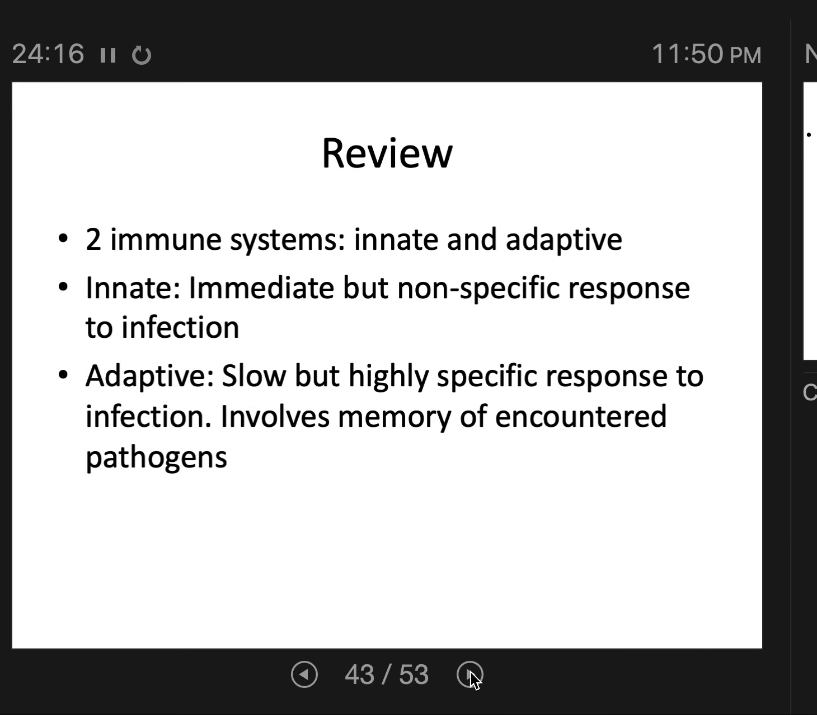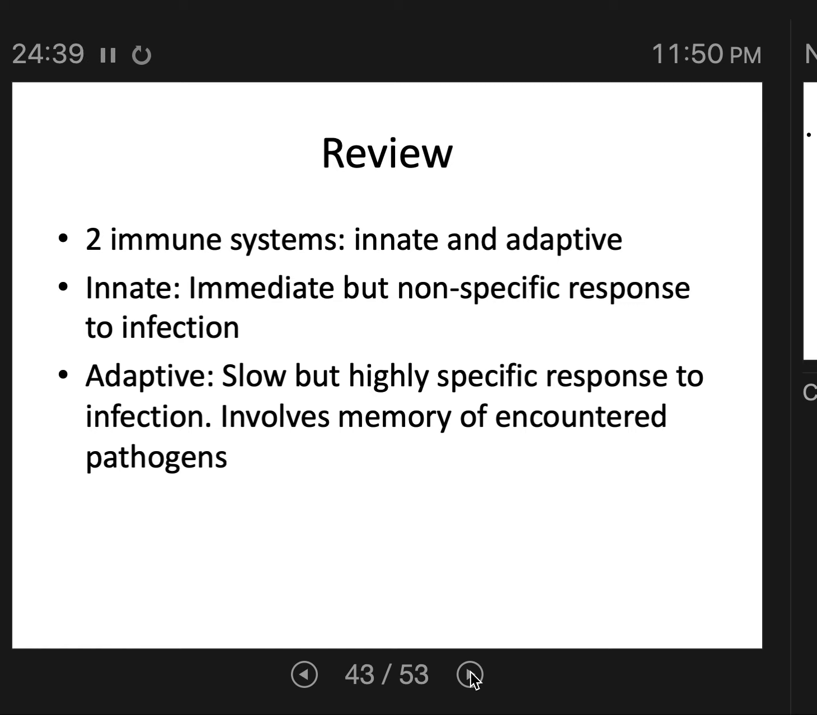So a brief review of everything we've covered for the adaptive immune system. Remember, you have two immune systems. You have your innate immune system, which we'll cover after exam 3, and you have the adaptive immune system, which is what we're covering this week. The innate immune system is an immediate but non-specific response to infection, and it's actually your first line of defense. So pathogens encounter your innate immune system first.